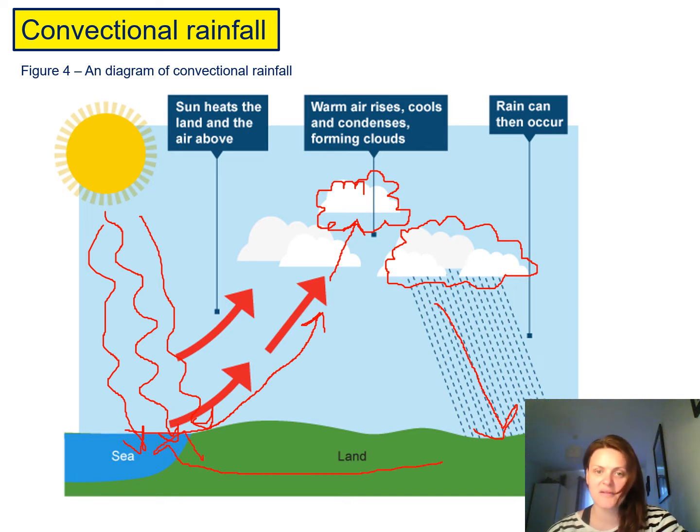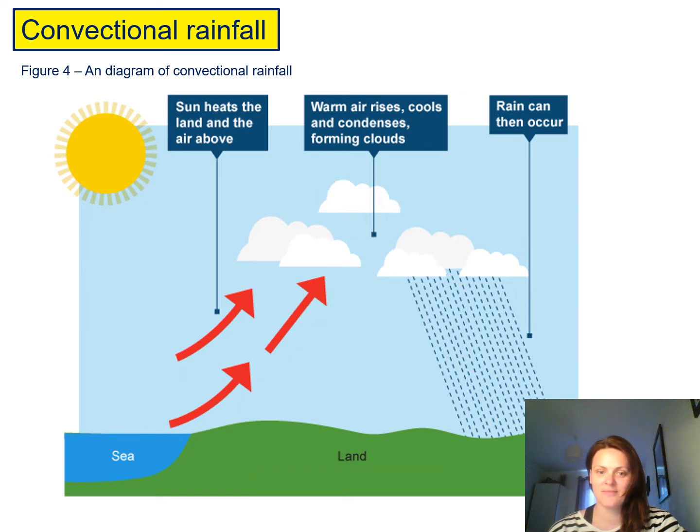And then the water is put back onto the earth, and this process will start again. So it's a continuous cycle of the sun heating up the land and the air, that air rising and evaporating some moisture. As it gets higher, it cools and condenses, it forms clouds, and then rain can happen. So again, you might want to write this down, guys. I think it would be a really good idea if you made a quick sketch of each of these types of rainfall.